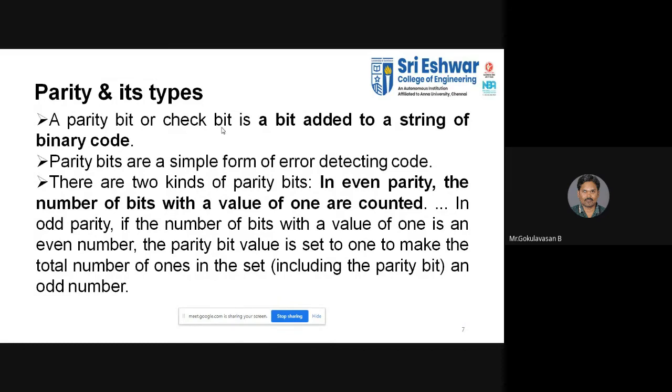In even parity, I will count the number of ones in the data being sent. If the number of ones is an even number, I will add 0 to the parity bit. But conversely, if the count of ones is an odd number, I will add 1 to the parity bit so that I can make that odd number an even number.